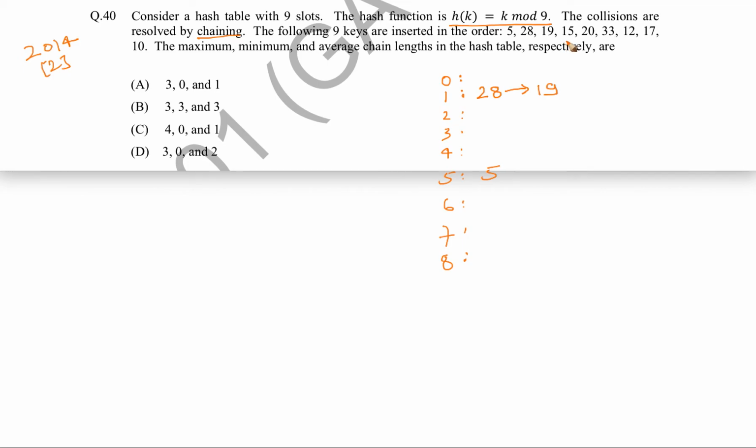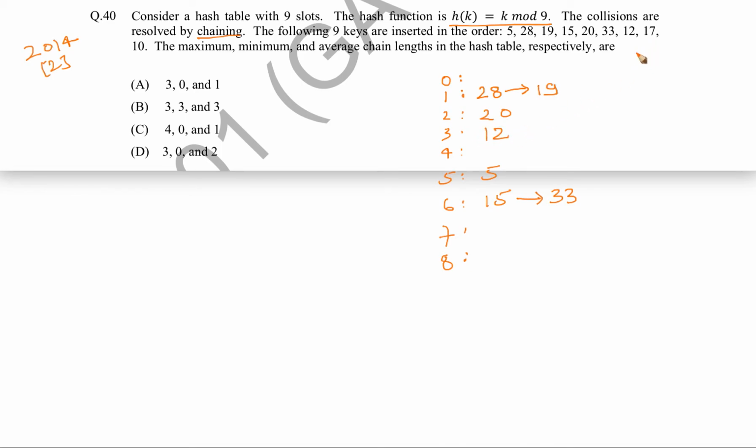Okay, now let's come to 15. Its remainder is going to be 6, and that's why 15 is going to be here. 20, the remainder is going to be 2, so it is going to be here. 33, 27, right, and then 6, so it is going to be at the 6th slot, but 15 is already there, so it will be chained. So 33 will be here. 12, the remainder is going to be 3, so it will be here.